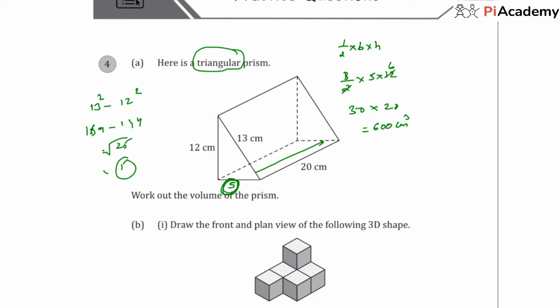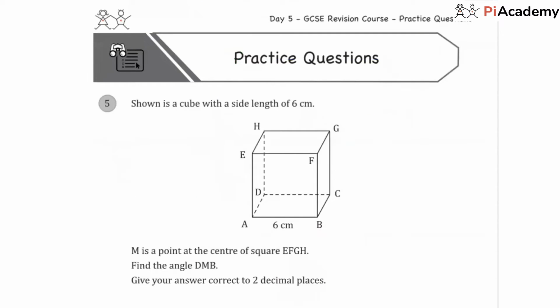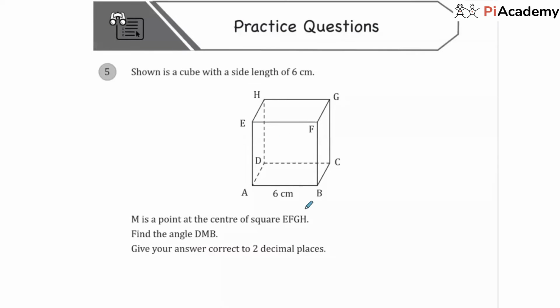Now, let's go to the next question, guys. Shown is a cube with side length of 6 centimeters. M is a point at the center of EFGH. Find the angle DMB. This angle. Give your answer correct to 2 decimal places. Side length of 6 centimeters.